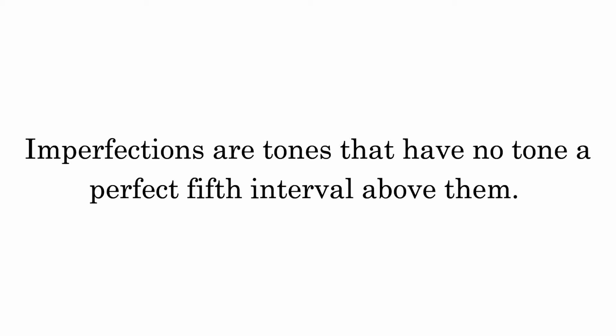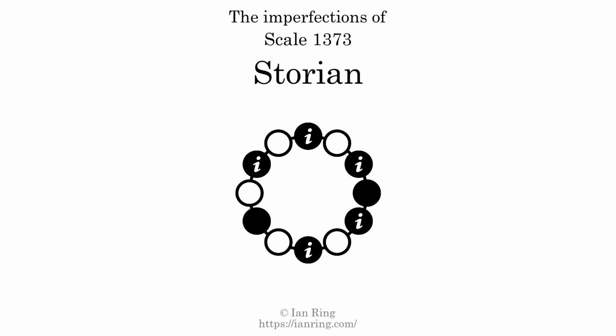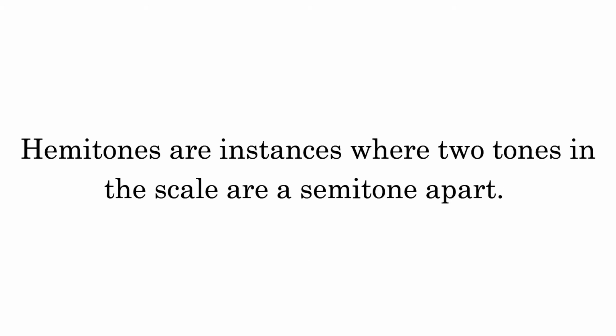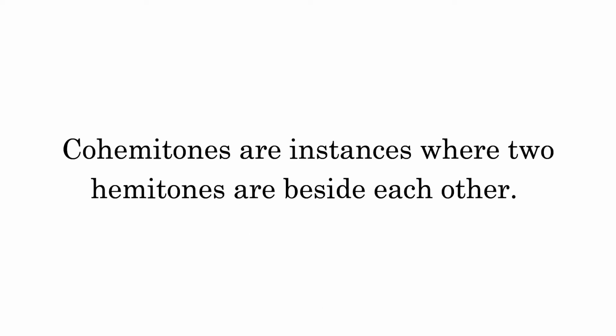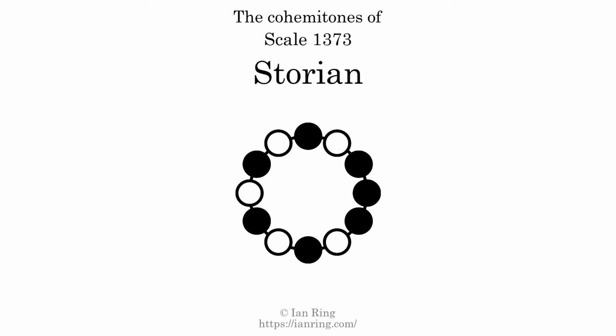Imperfections are tones that have no tone a perfect fifth interval above them. This scale has 5 imperfections. They are at positions here, here, here, here, and here. Hemitones are instances where 2 tones in the scale are a semitone apart. This scale has 2 hemitones. They are at positions here and here. Cohemitones are instances where 2 hemitones are beside each other. This scale has 1 cohemitone here.